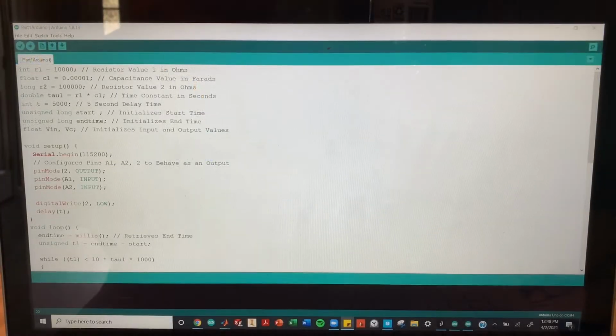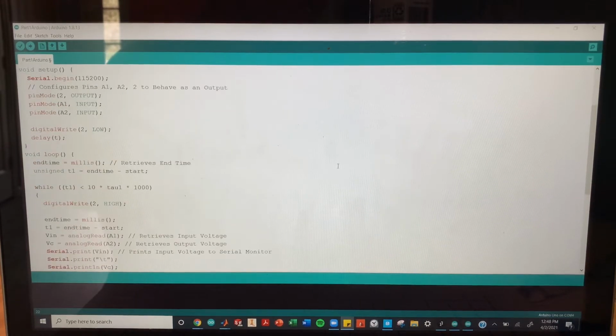Here's the code to my Arduino. As you can see, I used a digital pin to produce a voltage and two analog pins to read both the input voltage and voltage across the capacitor. After, I created a timing function using a while loop and millis function to continuously output 0 and 5 volts for a period of 10 tau. I was able to read the input and output voltages at a time interval of tau over 50.